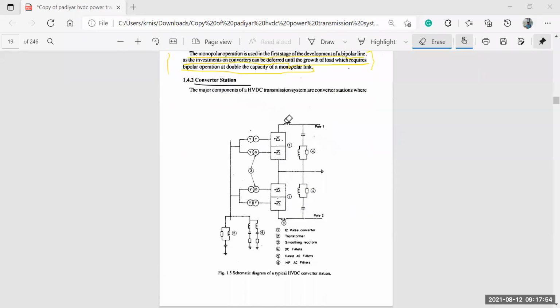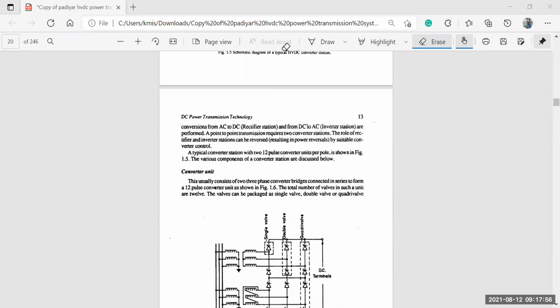So this was a station. Now see, conversion of AC to DC is performed by a rectifier station, and DC to AC by an inverter station. At your sending end it will be your rectifier station, and at the receiving end you will have an inverter station.